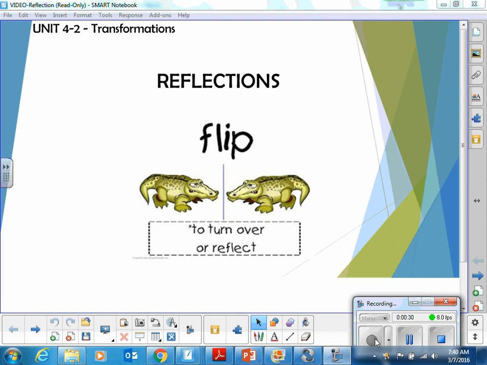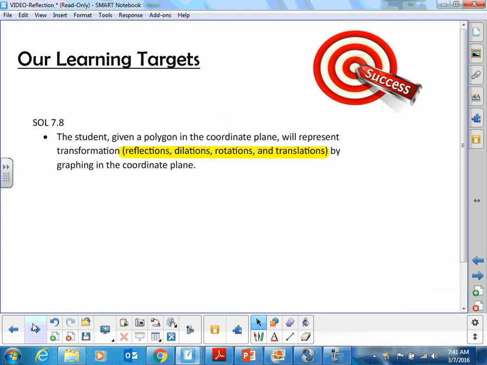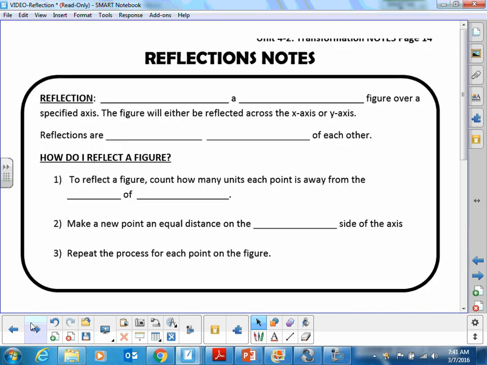not exactly the same. So to flip is the reflection, and I want you guys to remember that because reflection has FL and flip has FL. So to turn over or to reflect is what we're going to be doing today. Our learning target hasn't changed. We want to be able to, given a polygon and a coordinate plane, be able to represent a transformation. Today we're going to be doing reflections. We've already done rotations and translations.